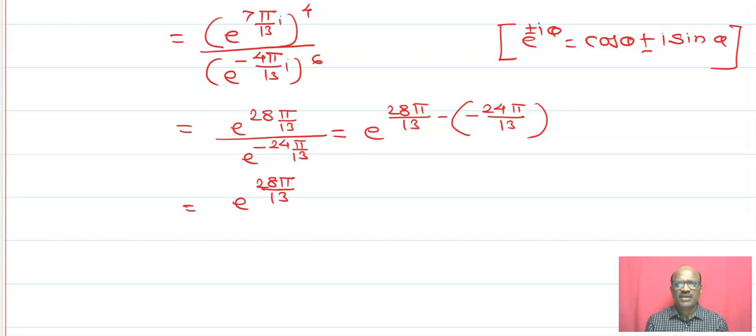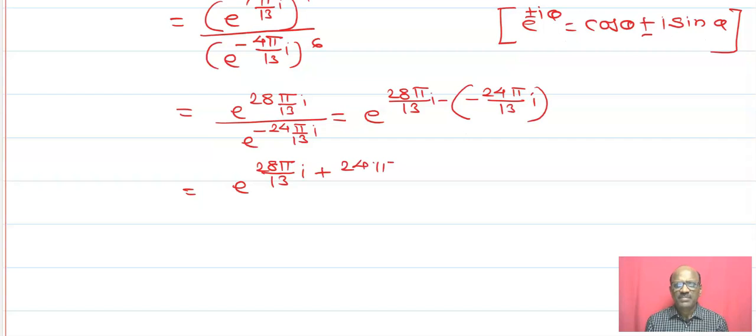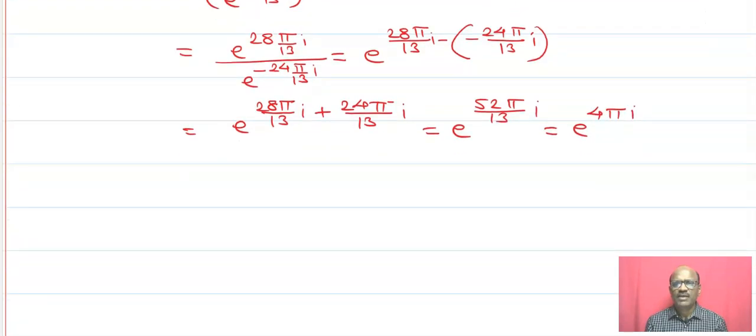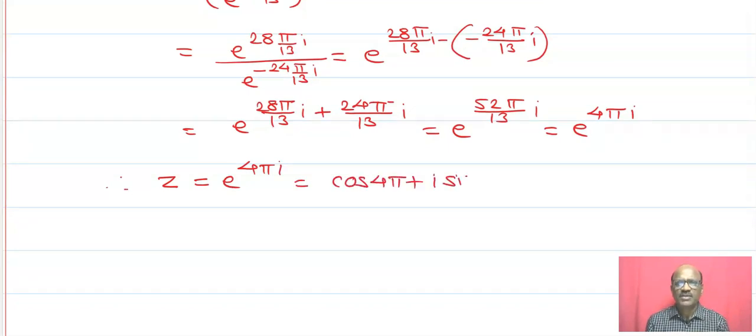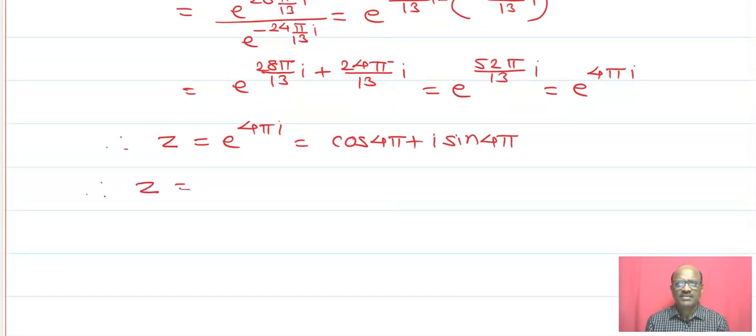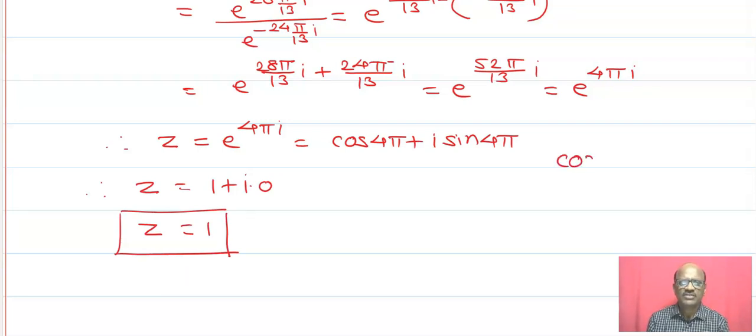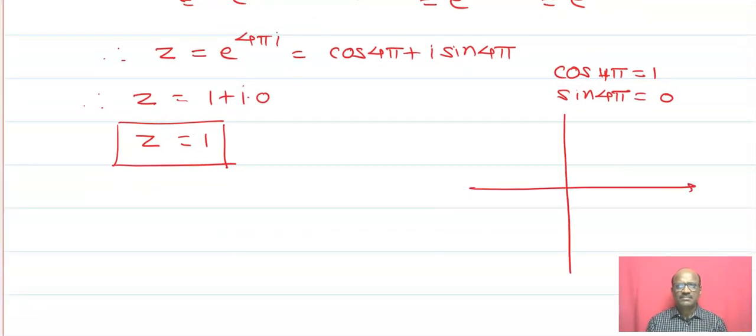Therefore e raised to 28π/13 i plus 24π/13 i. Take their addition, it becomes 52π/13 i. That is nothing but e raised to 4πi. Therefore that is cos 4π + i sin 4π. Therefore z is equal to 1. That is, cos 4π is 1 and sin 4π is 0. So z is equal to 1, and we have completed question number 7 here. See the value: how cos 4π is 1 and sin 4π is 0.